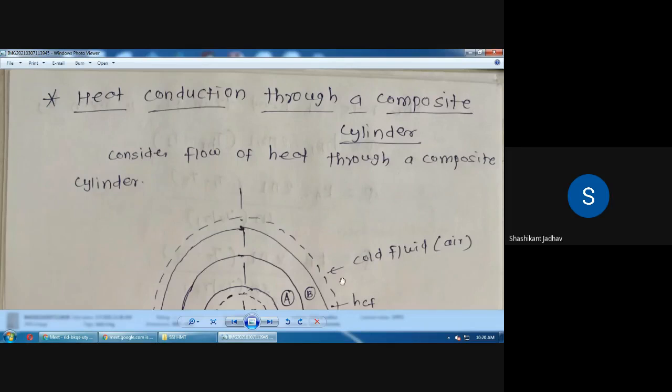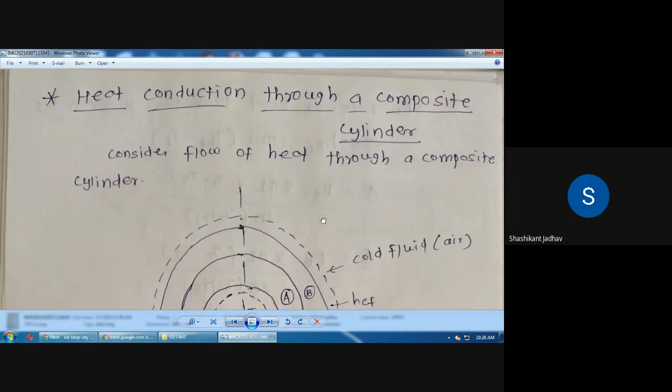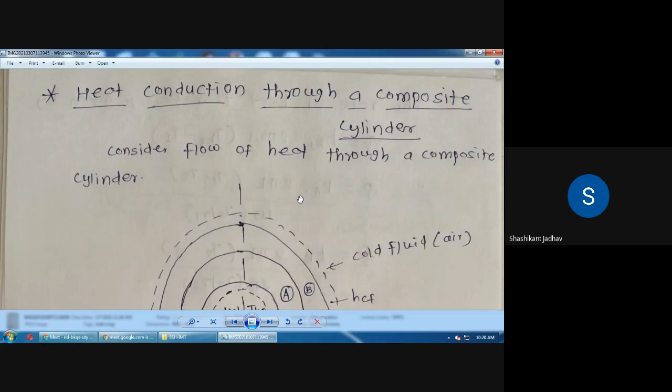Okay, so heat conduction through the composite cylinder. So write down first statement. Consider flow of heat through a composite cylinder.